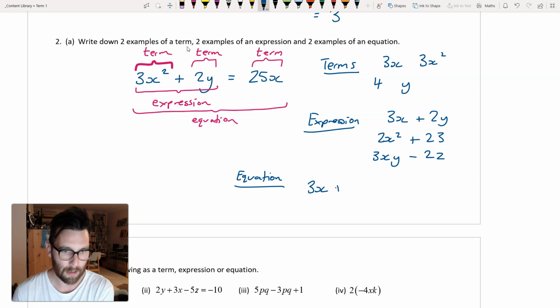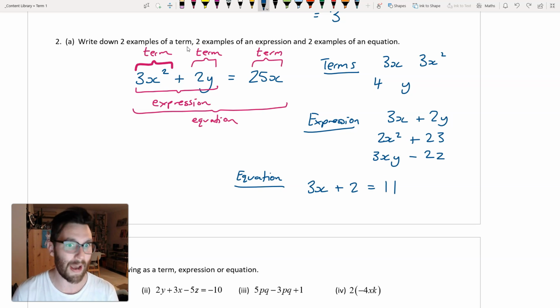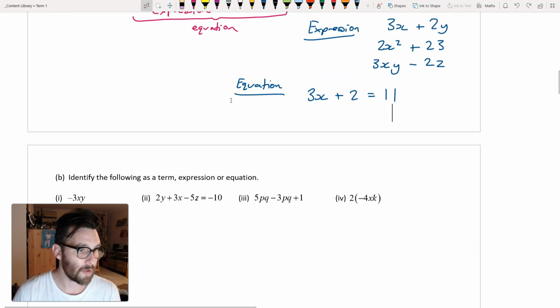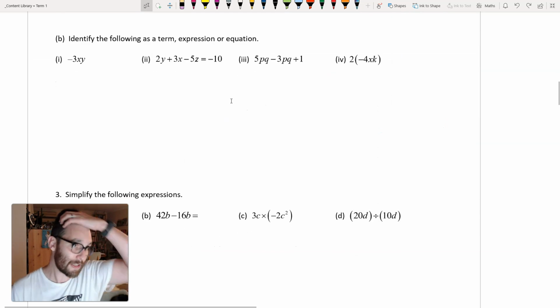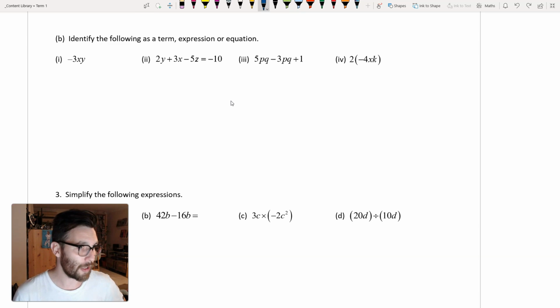So say if you had 3x plus 2 equals 11, because we've got that equal sign thrown in there. That's a giveaway that it's an equation. So if we look at the next question, if we want to identify the following as a term, expression, or an equation, this is just one thing on its own.